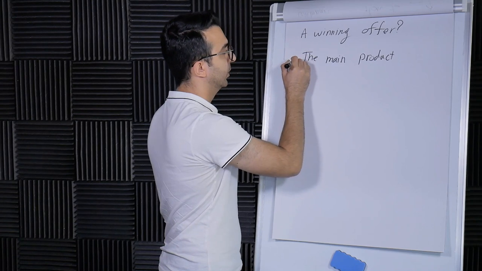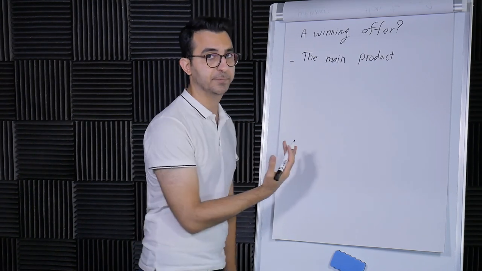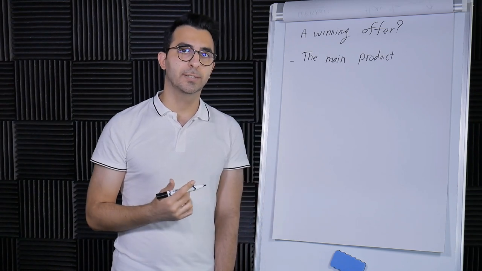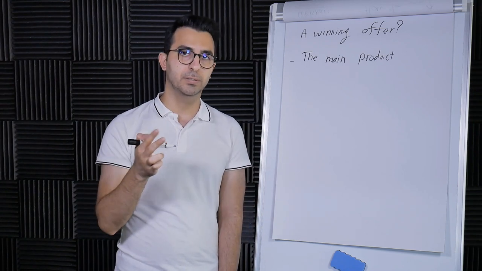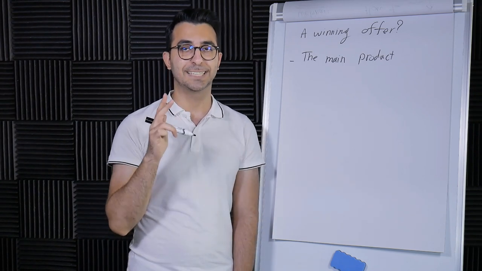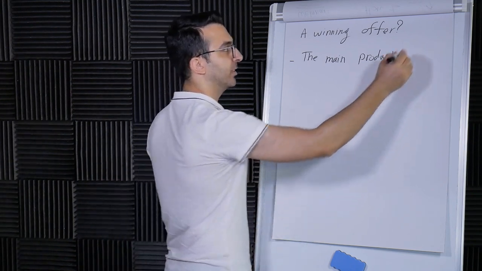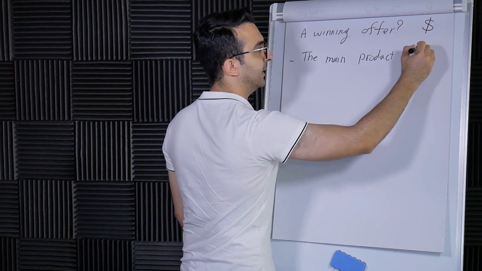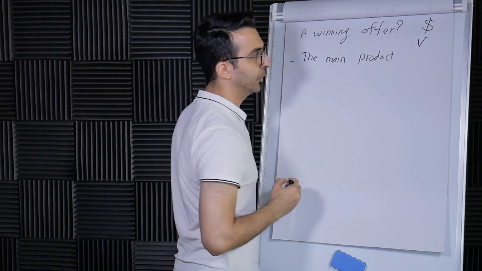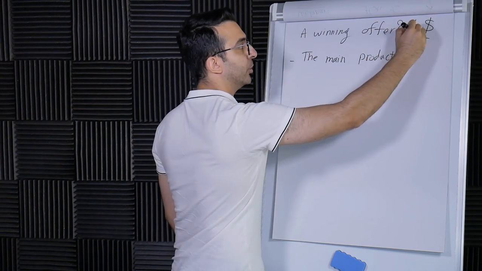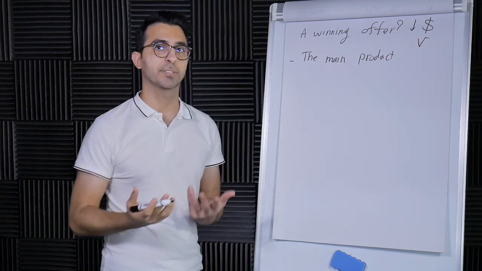This is what you have, and you want to sell it. Now, when you want to sell your product, there are usually two, there are more, but right now I'm going to focus on two of these areas that you can work on to be more successful. One of them is price, and the other one is value.